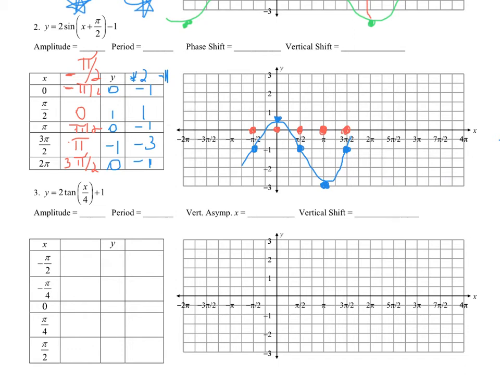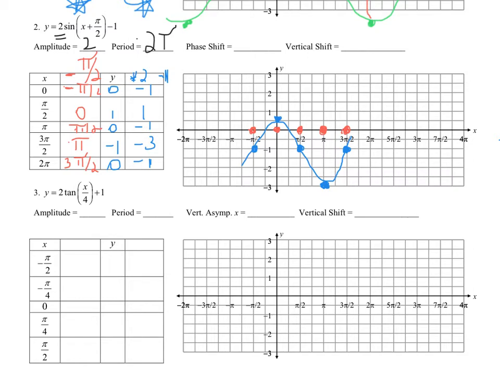Now let's answer the questions at the top. Amplitude. The amplitude for this graph is 2. You always want to look right here for amplitude for sine and cosine. The period, again, is going to be the same as the regular period for sine and cosine, which is 2 pi, because it takes one complete revolution around the circle to start to repeat those waves. So 2 pi is my period.